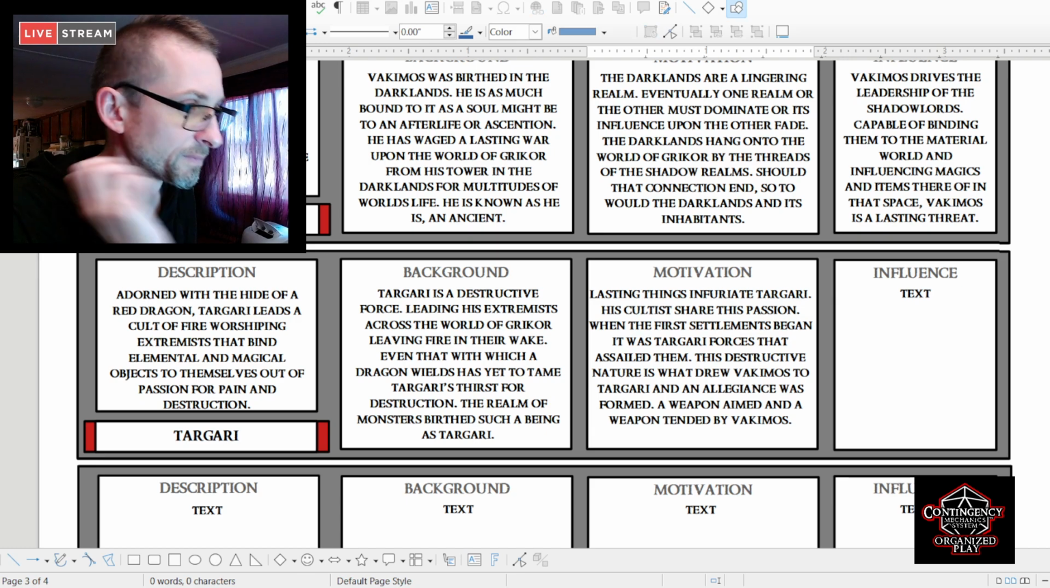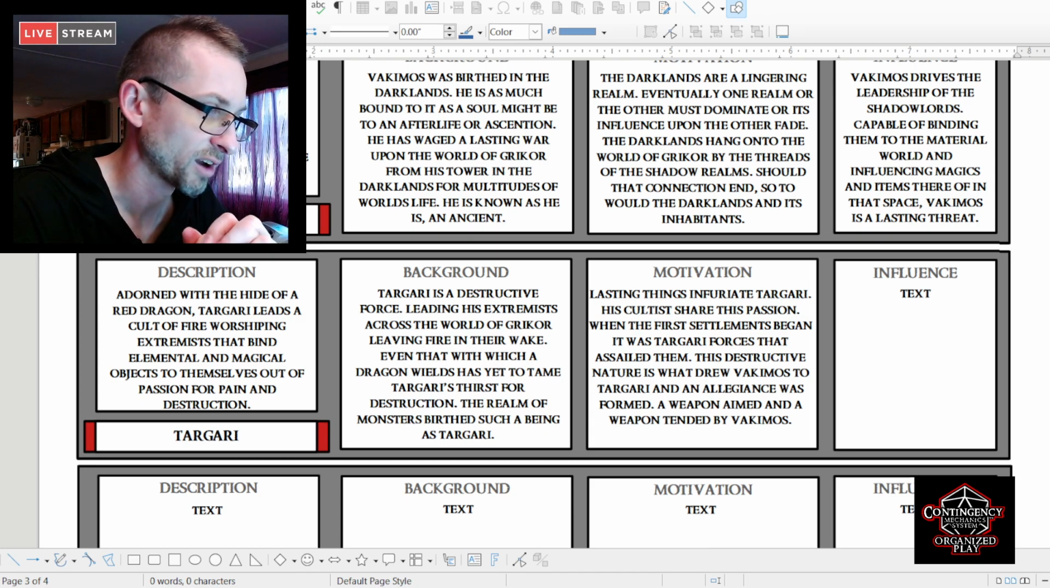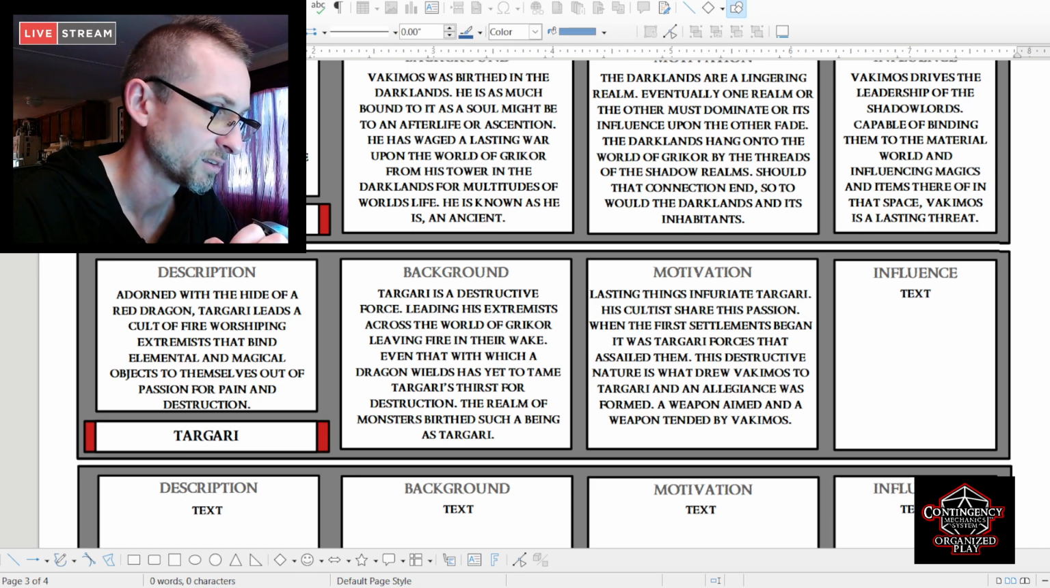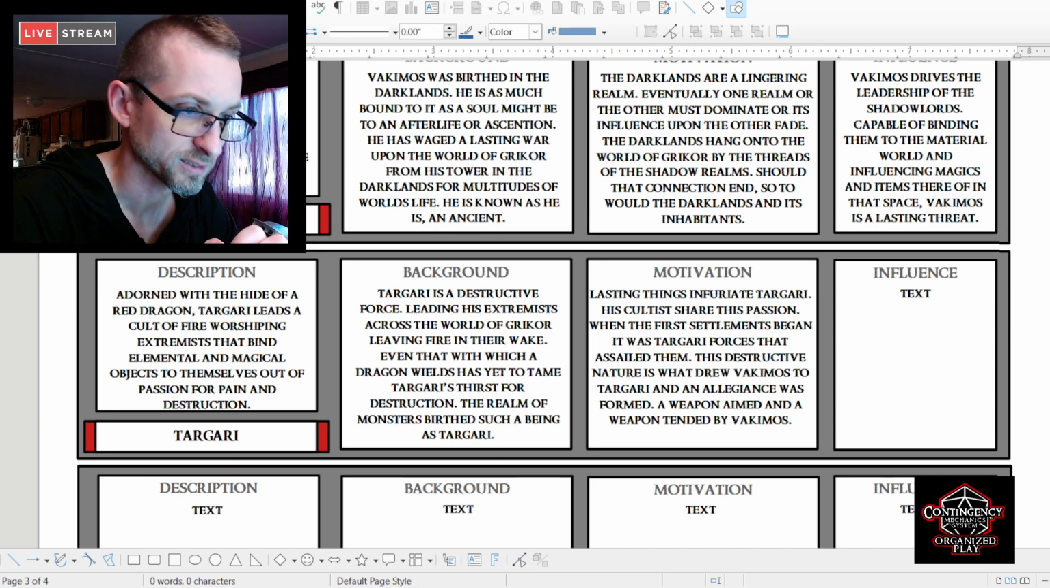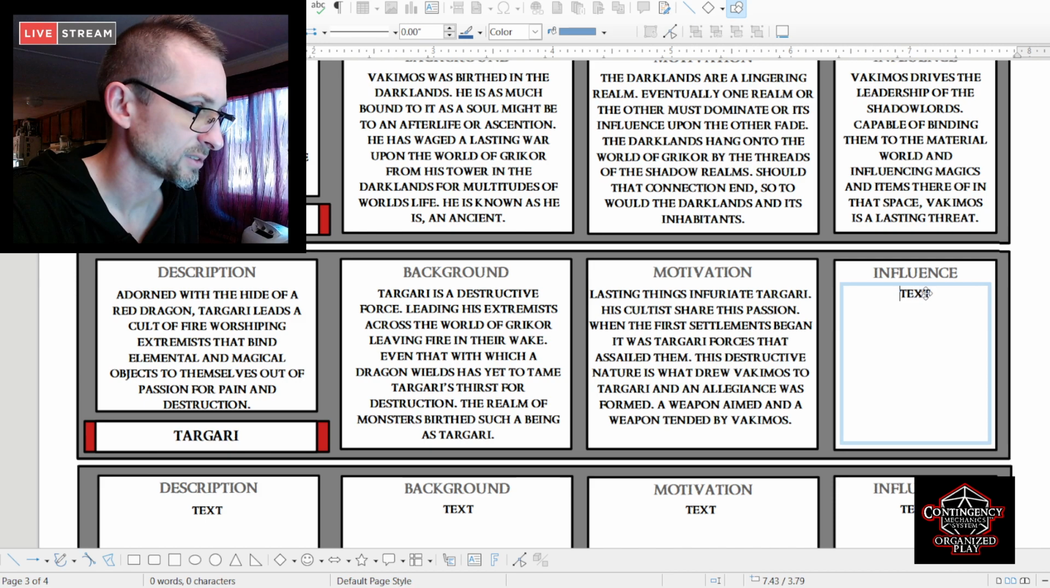That would suck. Okay, lasting things infuriate Targaryen. His cultists share this passion. When the first settlements began, it was Targaryen forces that assailed them. This destructive nature is what drew Vakamos to Targaryen, and an allegiance was formed. A weapon aimed and a weapon tended by Vakamos. Targaryen is a weapon of Vakamos. An entity of destruction. Influence.